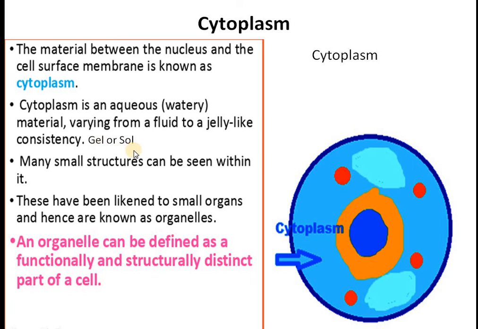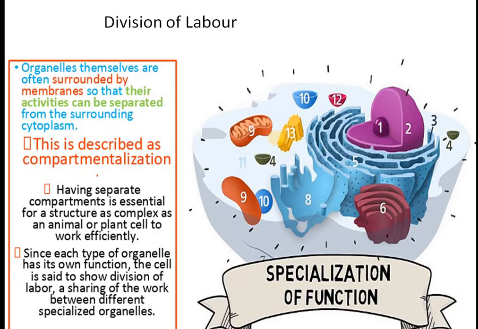Depending upon the kind of cell, the percentage or quantity of this gel or sol state may differ. Okay, this cytoplasm contains small structures. These structures are called organelles. Organelles can be defined as functionally and structurally distinct parts of the cell. These are like small organs which are specified to perform a specific function. You can define them as subcellular structures as well.